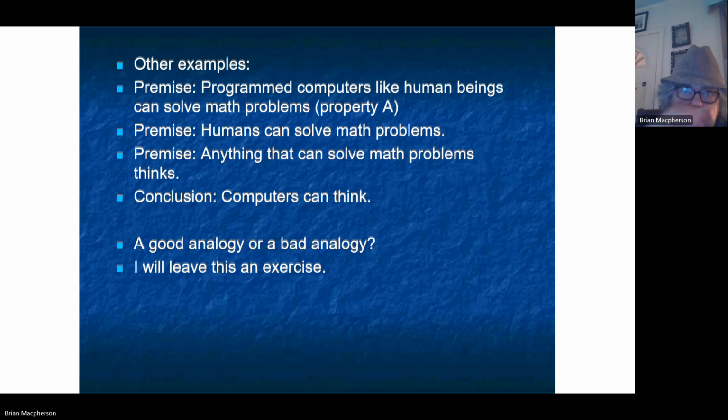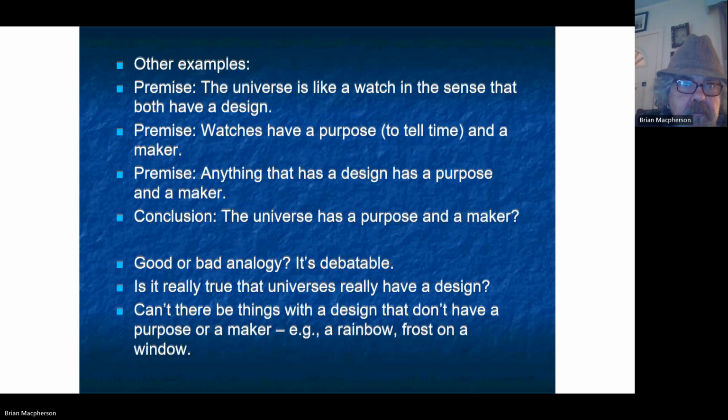Okay, so let's spell out the two analogies. Programmed computers, like human beings, can solve math problems, property A. Humans can solve math problems, premise 2, that's property B, or property Y or whatever. Premise 3: anything that can solve math problems thinks. Therefore, computers can think. Well, what do you think? Is it a good analogy or a bad analogy? I might put this one on the assignment. Let's look at the next one.